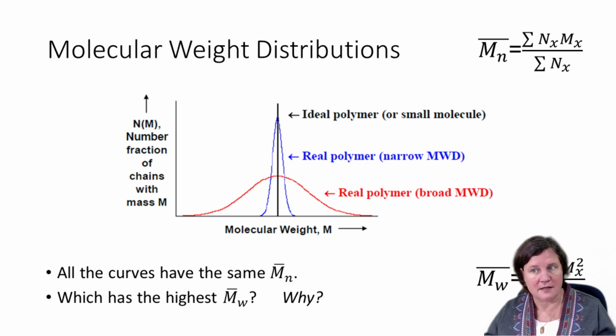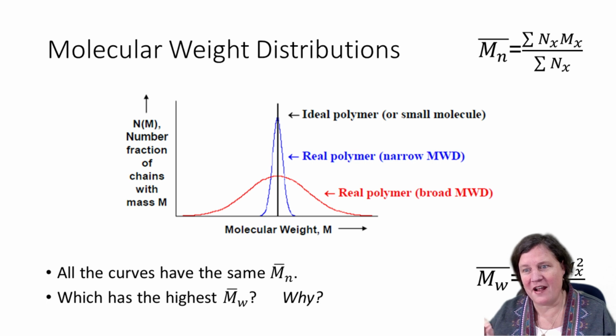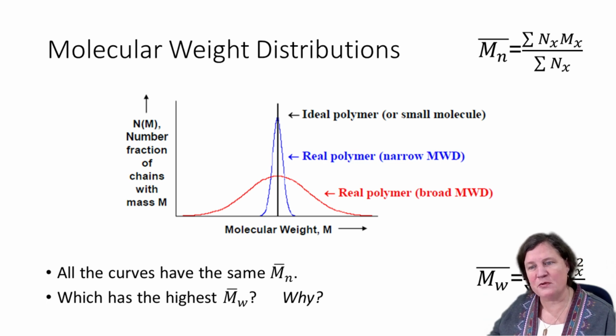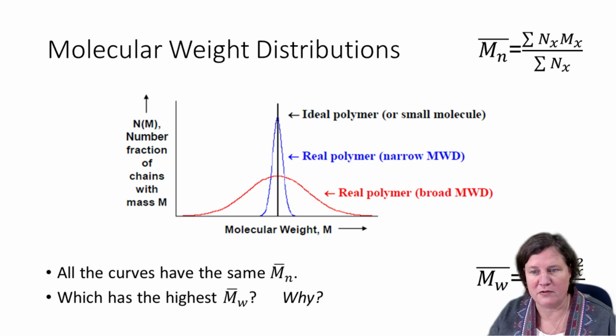In the idealized case, the number average and the weight average are equal because every chain is the same length, so those equations collapse into the same thing, right? It's not an average, it is the mass of all of the chains. For the red curve, you're going to have the highest weight average molecular weight because you have more, if we go back to our old example, elephants. So it's going to skew to that higher molecular weight. For the narrower distribution, the weight average is going to be lower, closer to the number average molecular weight.